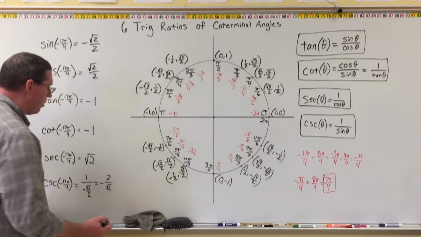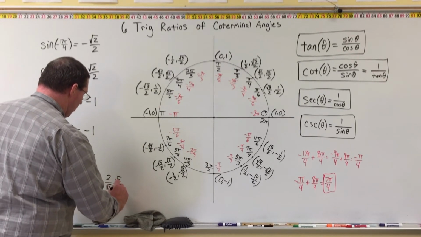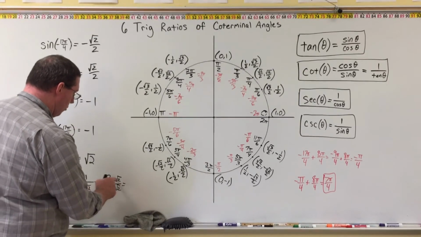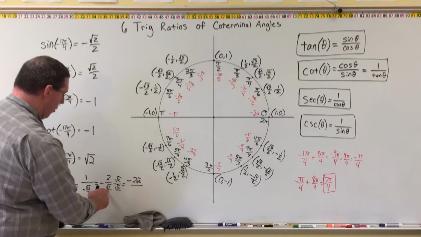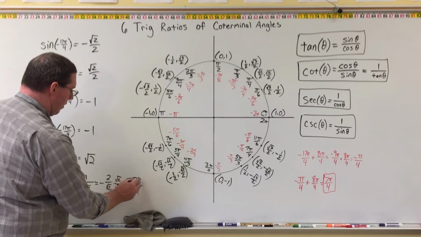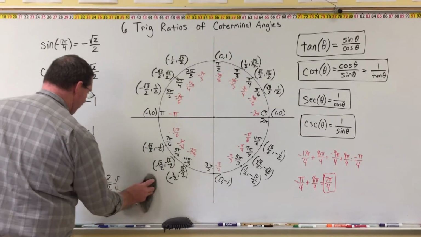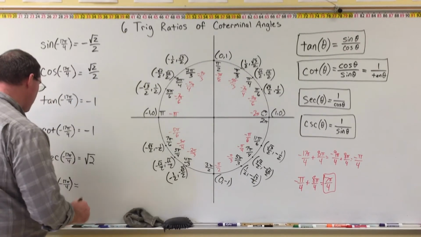Seems like we just did this problem. Yep, we're going to rationalize the denominator. Square root of 2 over the square root of 2. 2 times square root of 2. Now this is negative 2. Negative 2 times square root of 2 is negative 2 square root of 2 over square root of 2 times square root of 2 is 2. The 2's cancel, and all we have left is negative square root of 2. And that is cosecant in this particular one, which is almost the same answer as secant.